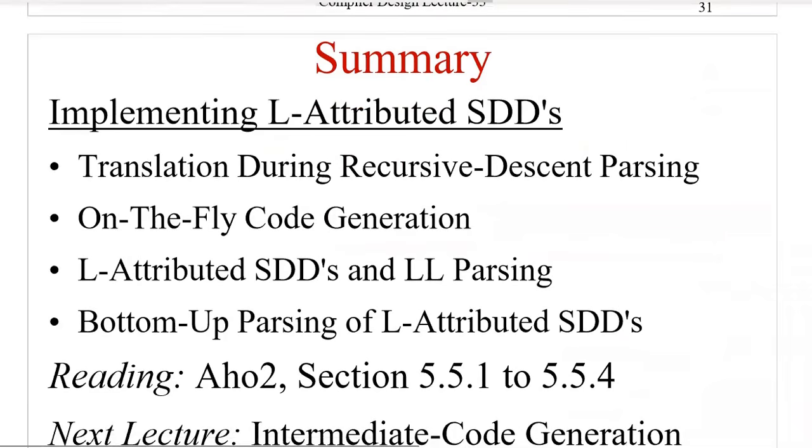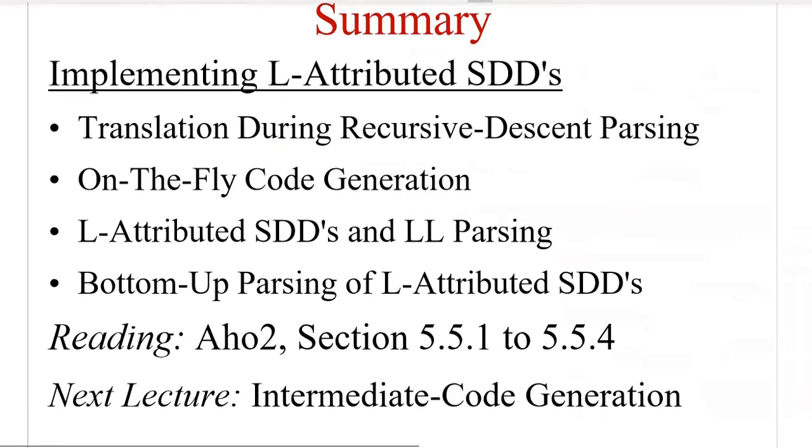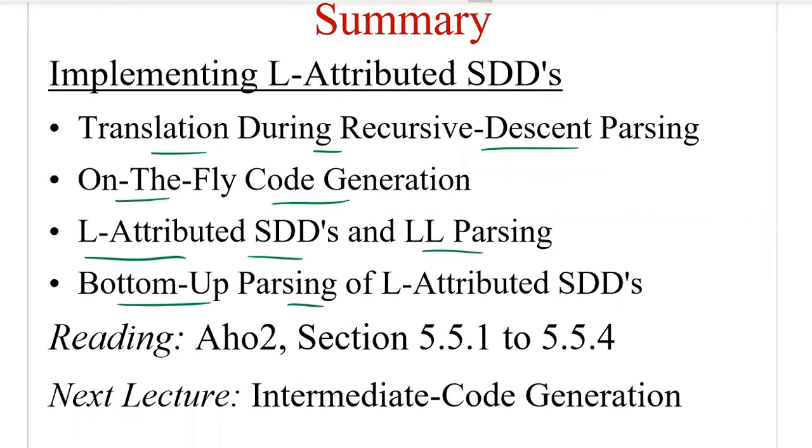Okay, now let us come to the summary of this lecture, what we discussed till now. Implementing L-attributed SDDs: first, translation during recursive descent parsing, then on-the-fly code generation, then L-attributed SDDs and LL parsing, then bottom-up parsing of L-attributed SDDs. For this, the reference is section 5.5.1 to 5.5.4. So till now, the first part of the third unit, that is semantic analysis, is completed. Next class, we will start the next phase of the compiler, that is the fourth phase of the compiler, intermediate code generation. Now I stop here.